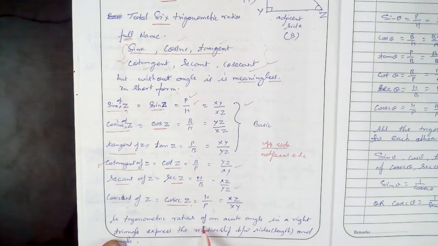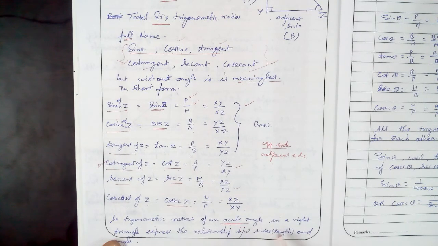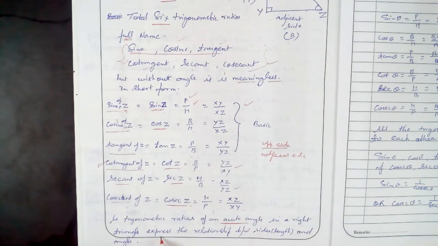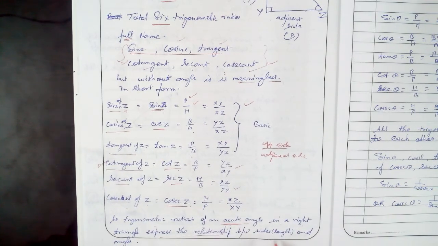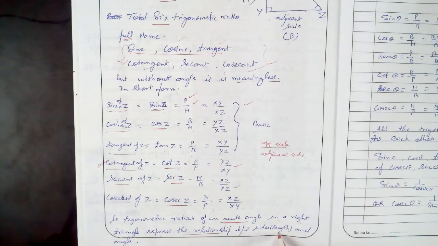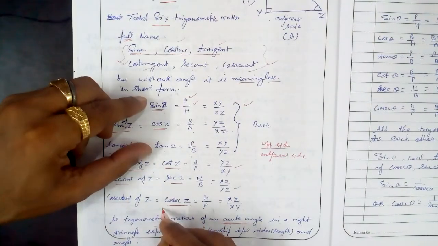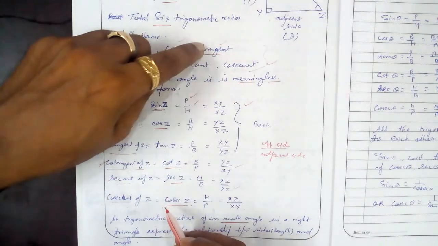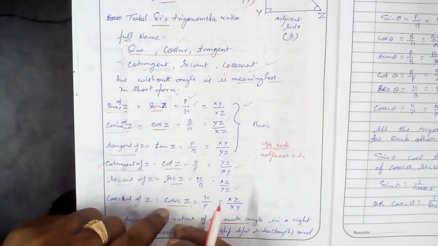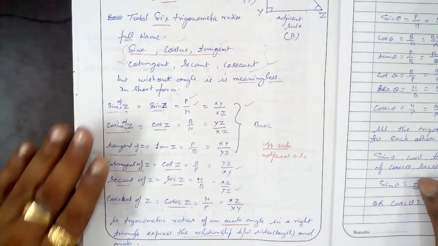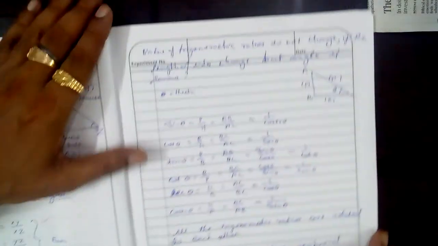So the trigonometric ratios of an acute angle in a right triangle express the relationship between the lengths of the sides and the angles of the right triangle. You are getting six trigonometric ratios, three and another three. These three are the reciprocals of the others, sine and cosec. So all of them are reciprocals of each other, as you are seeing here.